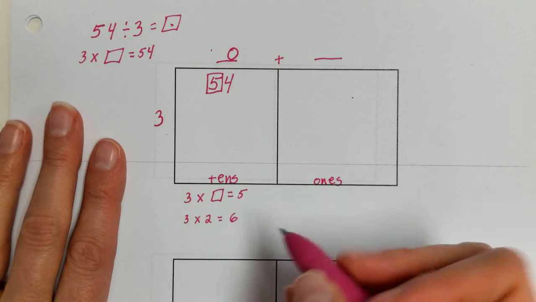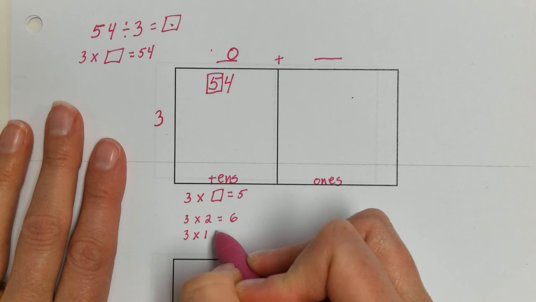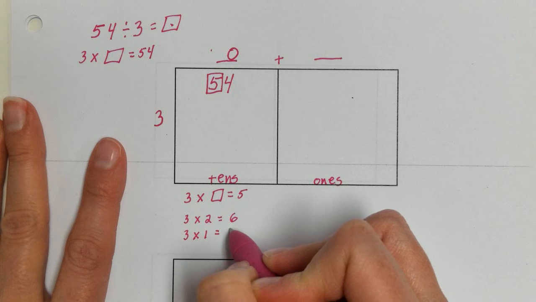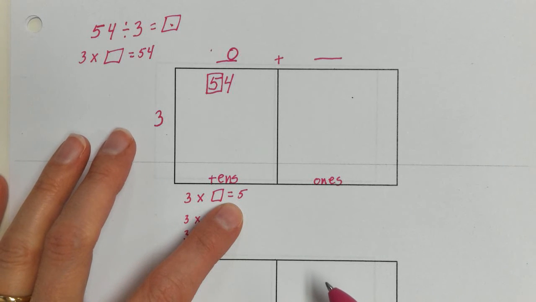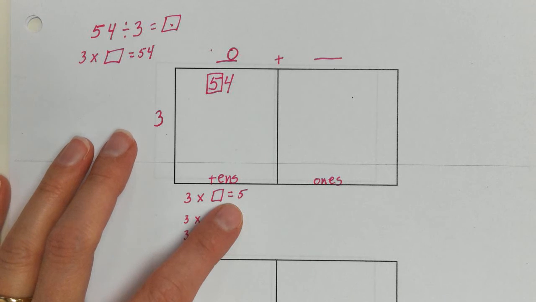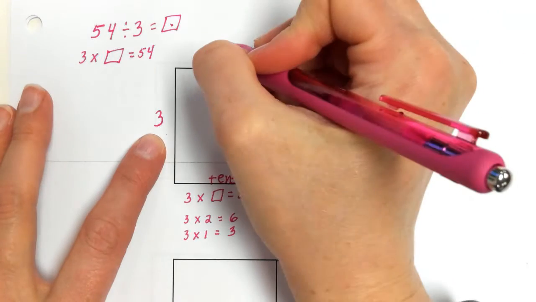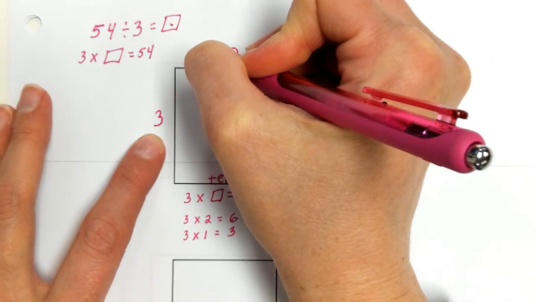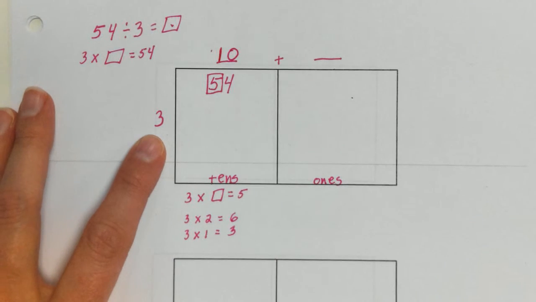So, Angel, what should I try? 3 times 1. Okay, so if I do 3 times 1, what does that equal? 3. Will that work? Well, I'm only multiplying by 3s here. All right, so 3 times 1. So I'm going to put a 1 up here, because 3 times 1 gets me closest.